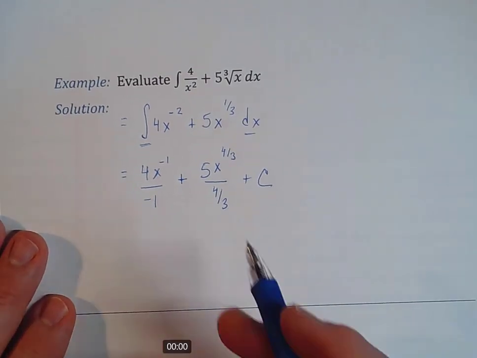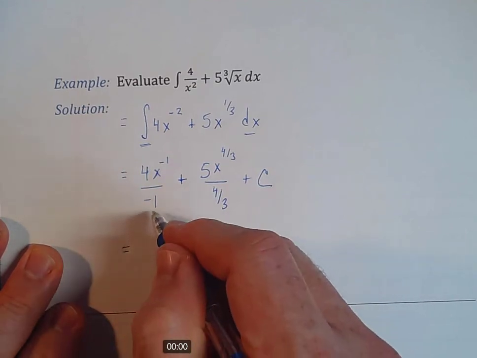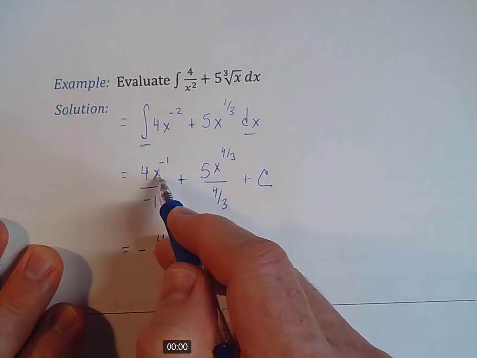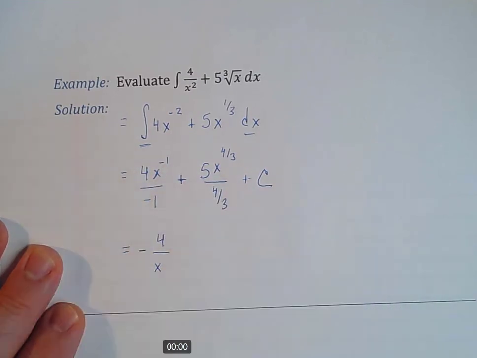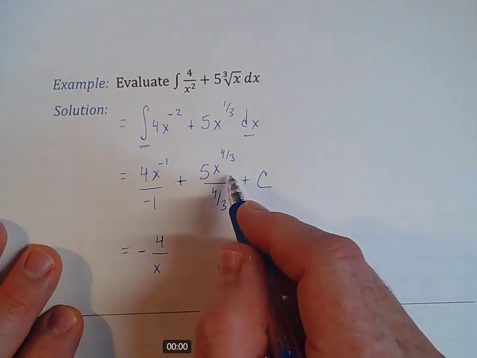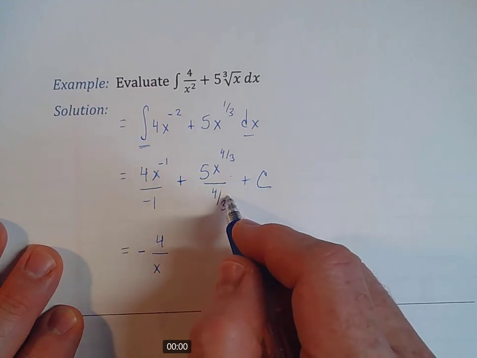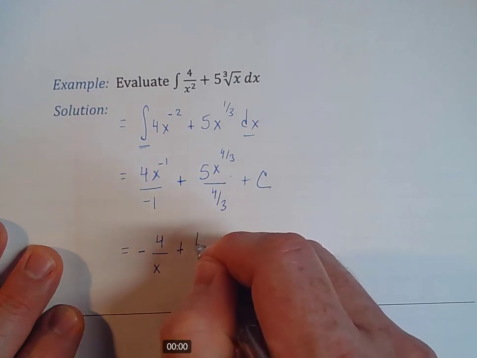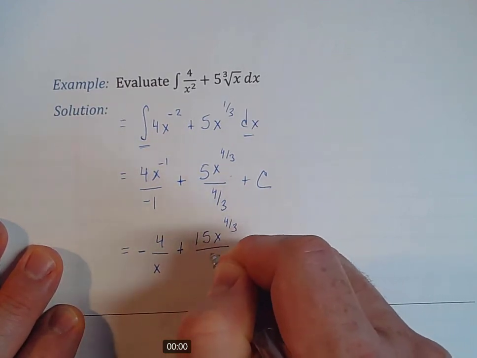And now the rest of this is just rewriting and doing a little bit of algebra. So let's see. I've got a negative 4. That x has a -1 to it, so that's really downstairs. So I've got a -4/x here. All right, let's see here. If I multiply the top and bottom of this big fraction by 3, you see the 3 down here would cancel that 3 out. So it looks like I would end up with 15x to the 4/3 over 4.